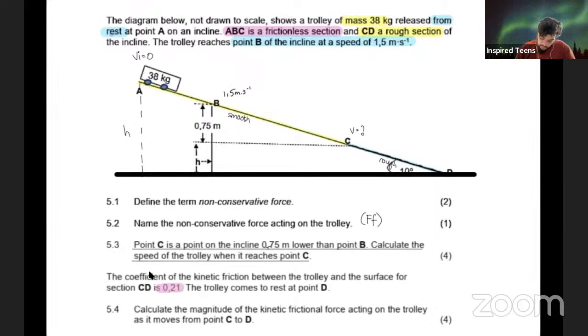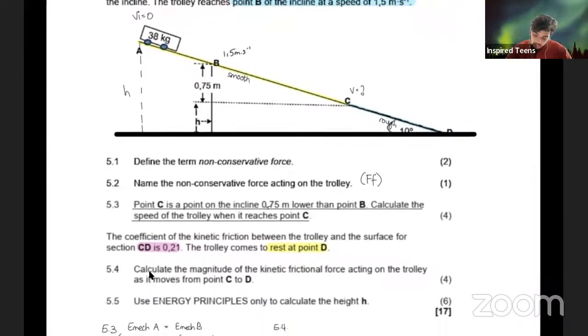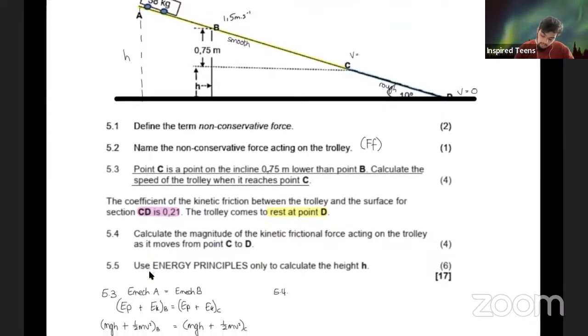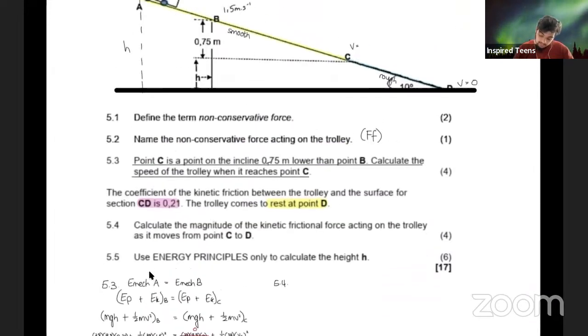We know mu k is 0.21, mu k for CD. We also know that the trolley comes to rest at point D. So the final velocity here, or just the velocity at D, is equal to 0. We can even now put the information that we just calculated into the diagram, which is that the velocity at C is 4.12.